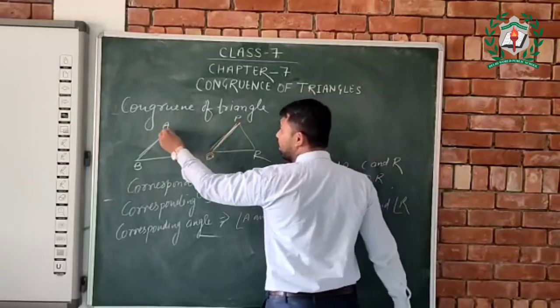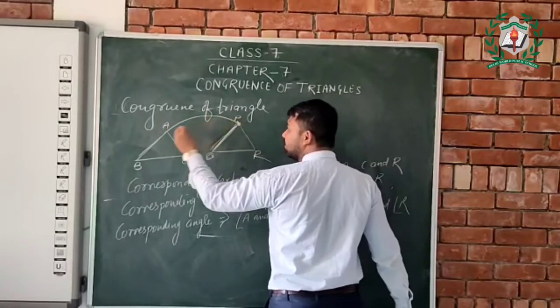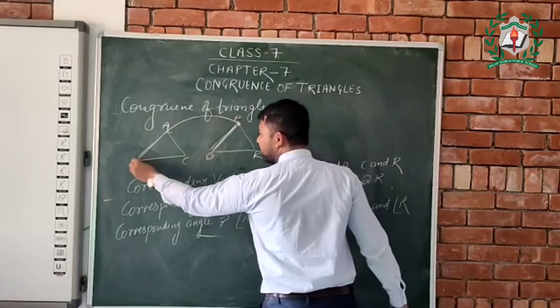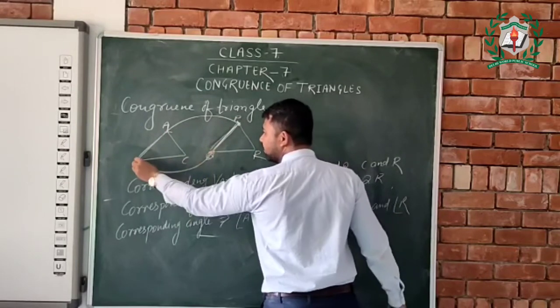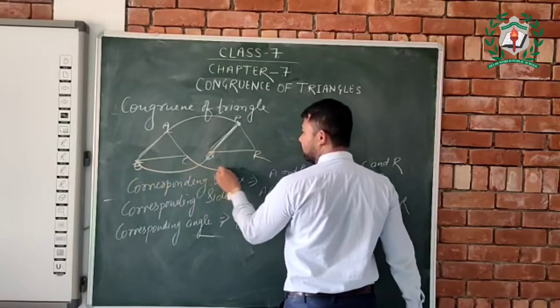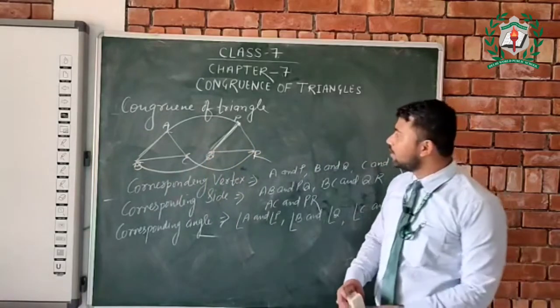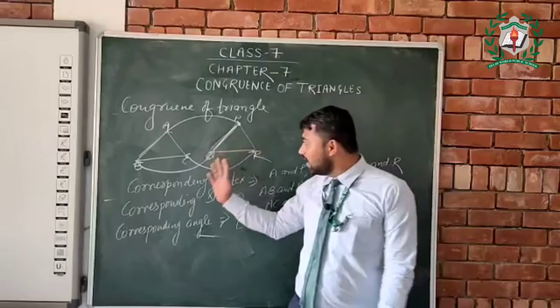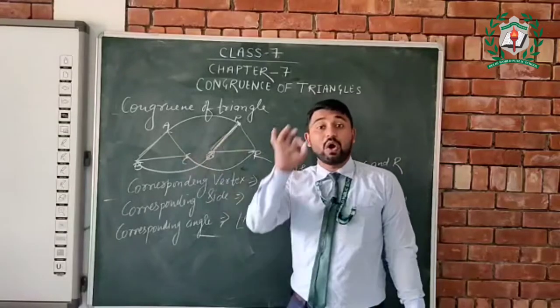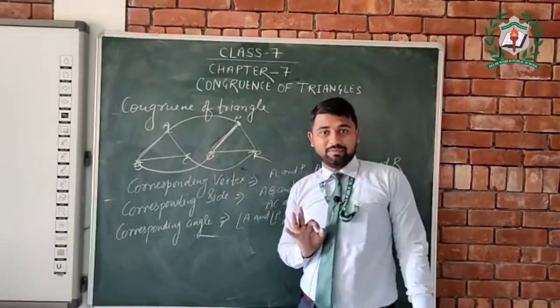Got it? Now you can draw like this. This is A, B like this, and C. So now you can see both the triangles are congruent to each other.